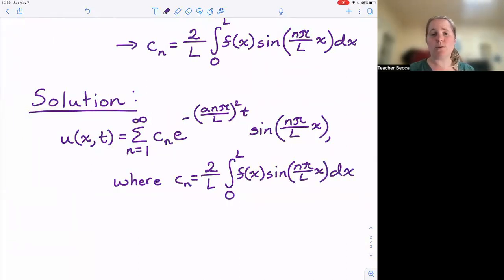So in the next videos, we will do some examples. I wanted to go through this whole derivation process because you should be able to do this process for different boundary conditions. You should be able to run through the entire process, do the derivation, and find what the solution should look like.